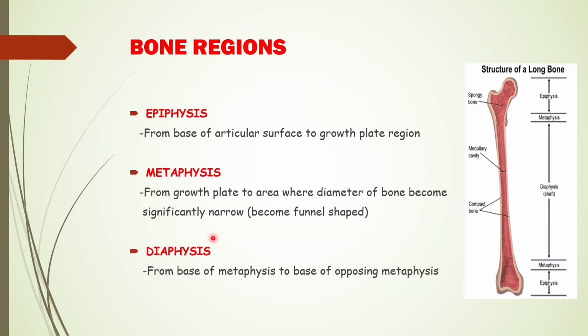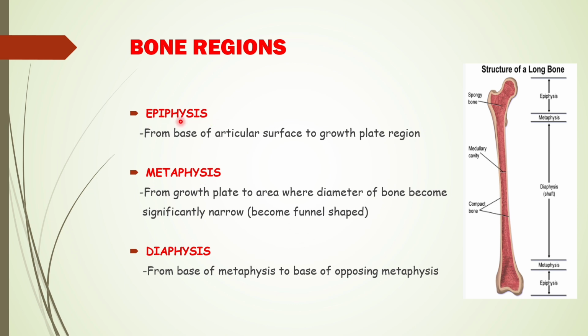Now before we proceed for the further discussion, the normal bony regions and the histology should be clear so that osteomyelitis can be easily understandable. So which are the bone regions? Basically there are three bone regions: the epiphysis, metaphysis and diaphysis. This lecture is very important, so stay tuned till the end.